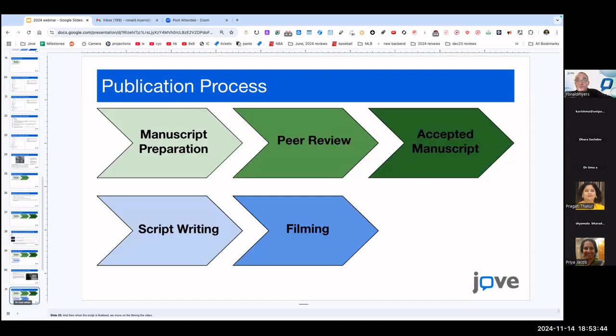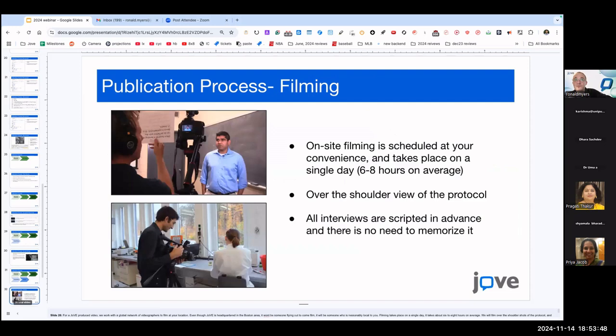And the next thing is the actual day of filming. So here's a couple examples. It usually consists of a brief interview with the PI in the beginning, talking about the technique from a big picture perspective. And then in many cases, a postdoc or graduate student will demonstrate the technique.